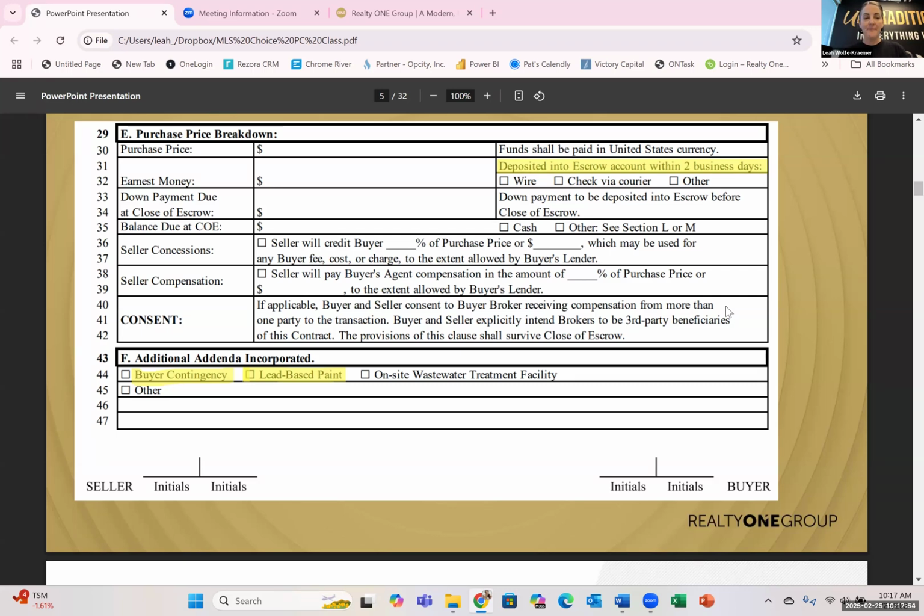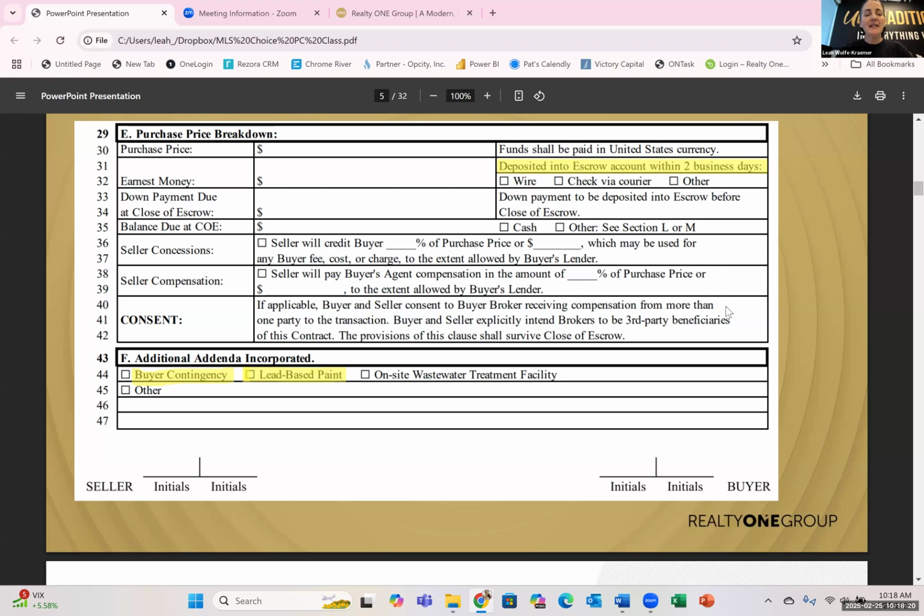It's not going to alter anything. I actually like this part. The seller compensation is not even a totally separate form. It's just right here. You don't have to add anything. You just mark the box if the buyer is asking the seller to pay their buyer's agent, and indicate what percentage or dollar amount you're doing right there.